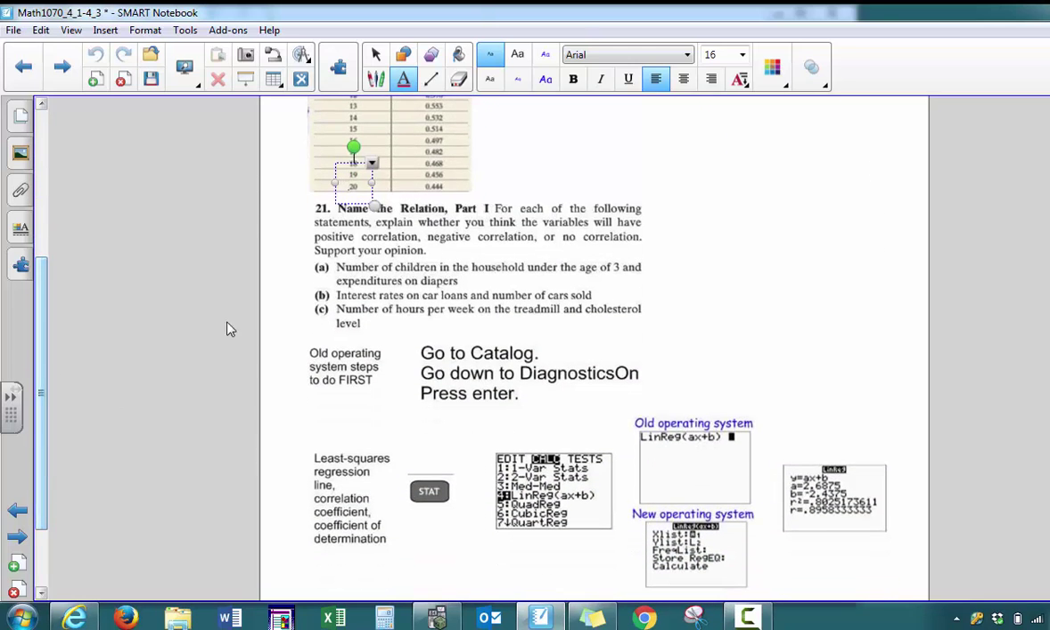So in problem number 21, we're given examples and we're asked to think about whether we think a positive relationship would exist. Positive means your graph is going to go up and to the right. A negative correlation exists when you graph these two variables and it's going to go down and to your right, or no correlation.